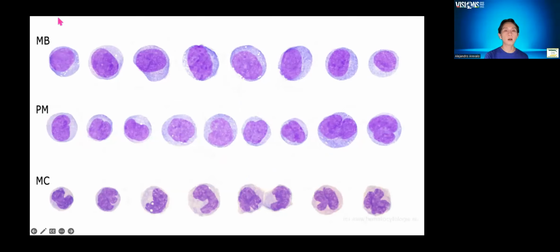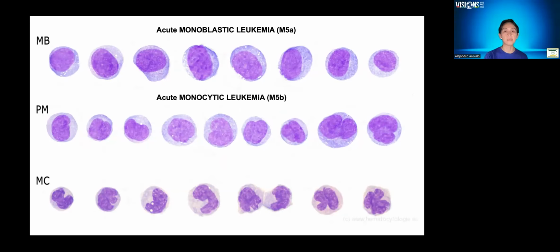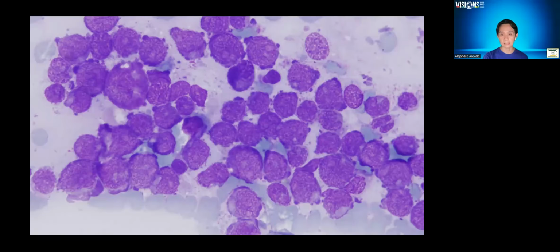So this is another way of presenting it to you clearly. If more than 80% would be these cells, then it would be acute monoblastic leukemia according to the FAB. If you have promonocytes predominating, that would be acute monocytic leukemia. How about if you have predominance of mature monocytes and the monoblasts and promonocytes are less than 20%? Then the diagnosis changes to acute myelomonocytic leukemia, which is a hybrid myeloproliferative neoplasm with MDS.